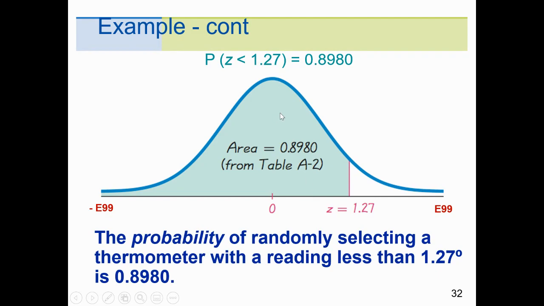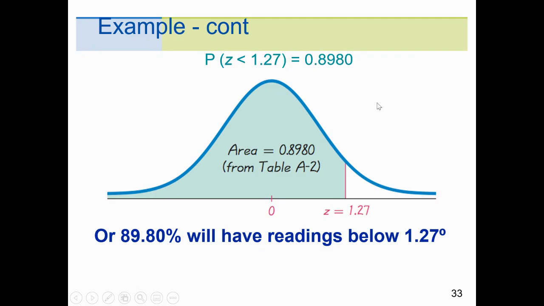That kind of makes sense because if I were to draw a vertical line at 0, this would be half, which would be 0.5000. So this is obviously more than half, and 0.8980 makes sense. Now, notice for negative infinity, I'm using negative E99, and for positive infinity, I'm using positive E99. I'll show you in the videos how I do that. The idea is using the table, we found this area to be 0.8980. So what he says is, hey, 89.80% of these thermometers will have a reading that is less than 1.27.